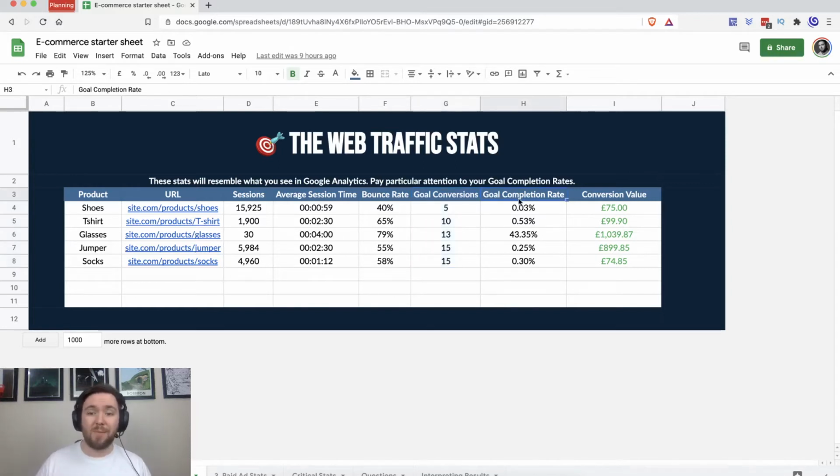Now, we then have our completion rate. So we know our goals, and they can be multiple goals, or they can be in one goal. And then what we have is our completion rate, which is essentially what percentage of these sessions, these 15,000 sessions here for shoes, translated into a goal. So in this case, 5, which translates to a goal completion rate of 0.03%. Now, it's really futile for me to tell you what is a good and bad goal conversion rate, because it will depend entirely on your goal completion rate.